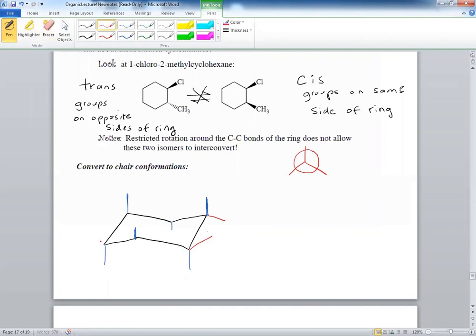And this one would also be along that. This one would be down. This one would be in the back like there at an angle. It has to be at an angle. And of course, this one would be at an angle like that. So these are your equatorial. The red is equatorial, and the blue is axial.